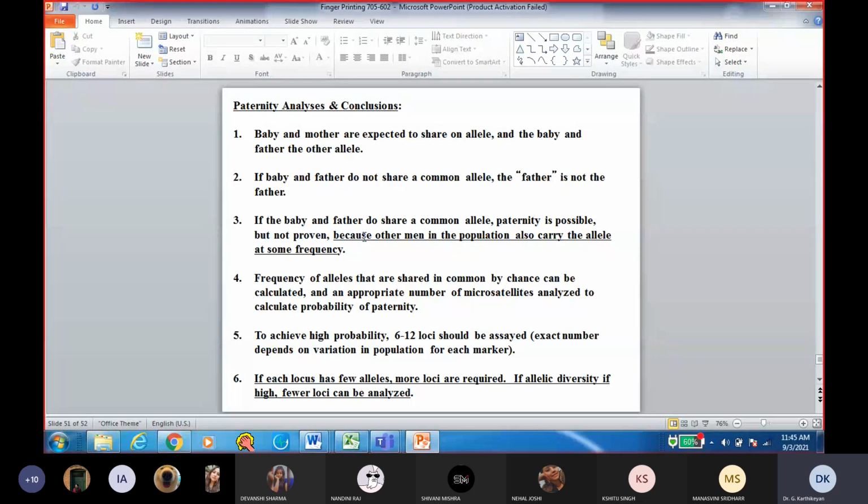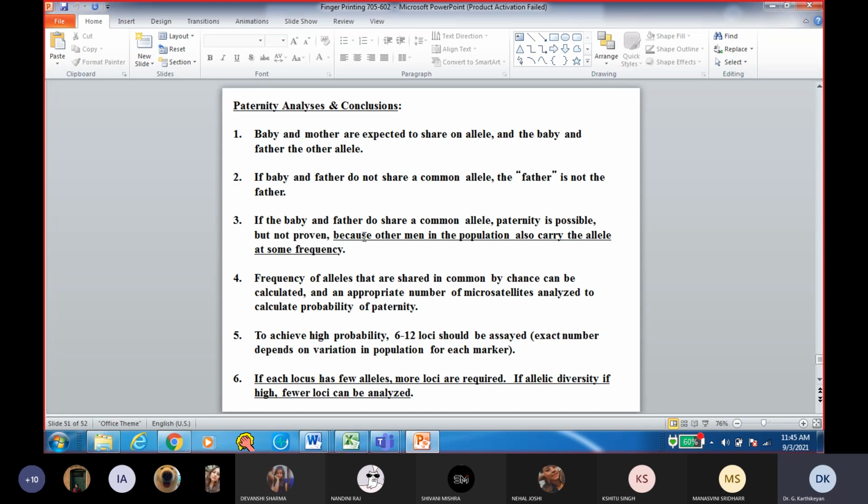Okay, if the baby and the father do share a common allele, paternity is possible, but not proven, because other men in the population also carry the same allele at some frequency. That is why they use alleles of rare frequency and alleles with high frequency. The frequency of the alleles that are shared in common by chance can be calculated, and an appropriate number of microsatellites can be analyzed to calculate the probability of paternity.